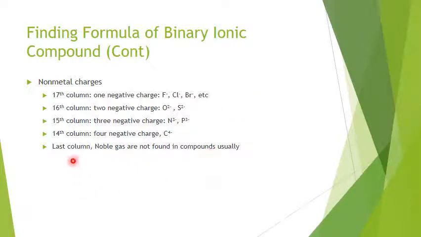So the metals going from left to right get larger positive numbers, sort of like a number line. And the nonmetals get bigger negative numbers going from right to left, sort of like a number line.